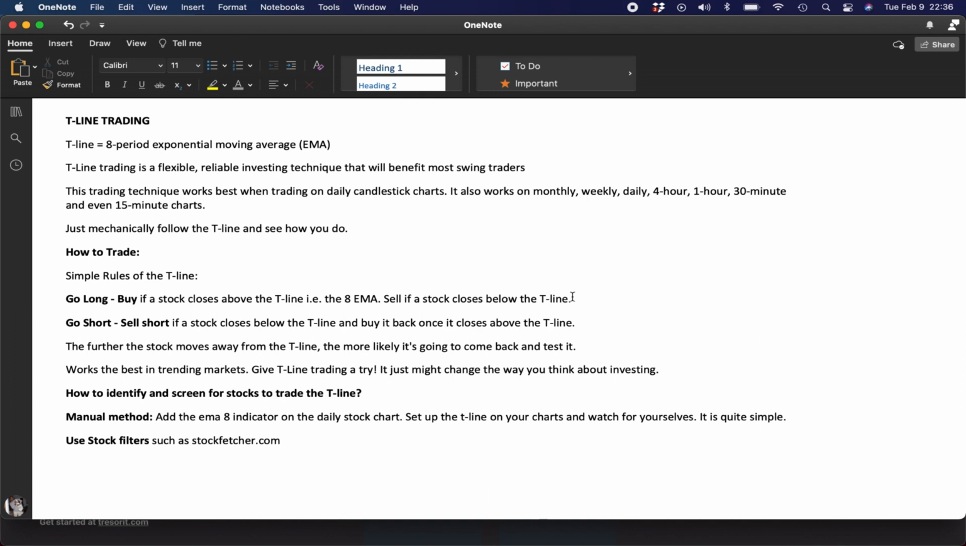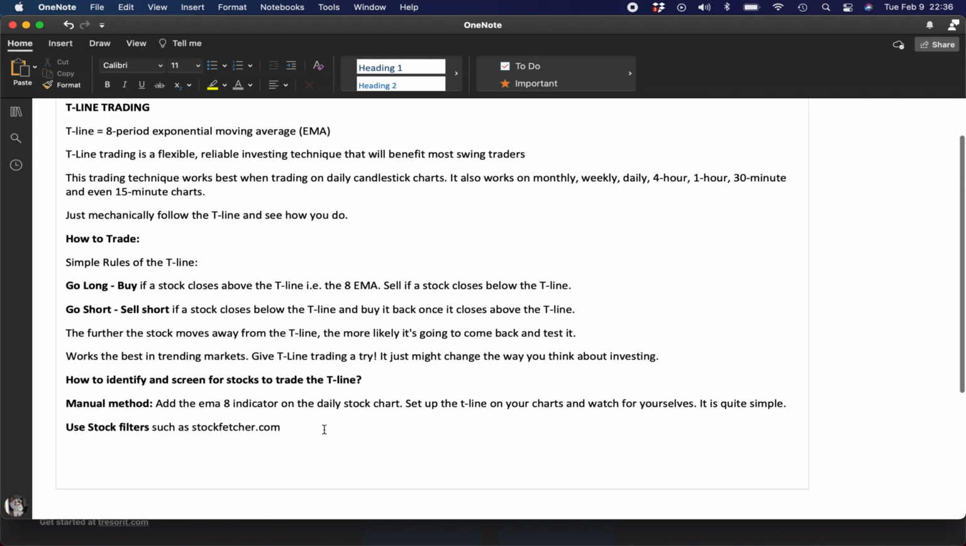Now, how can we identify and screen for stocks to trade this T-line? So one is nothing but the manual method. Just pull any stock that you like or usually watch and add the 8-period EMA onto the daily stock chart and see where the stock is at. Now you would essentially set up this T-line on your charts and then watch for yourselves. It is quite simple. Now the second method is to use stock filters such as stockfetcher.com. Again, I will show you how to use stockfetcher to run this in the next video. But right now, let's look at this manual method.